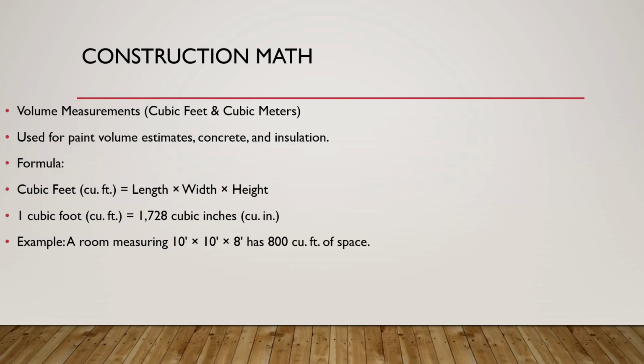All right, now volume measurements. So this would be cubic feet and cubic meters. This is used for paint volume estimates, concrete, and insulation. So the formula for cubic feet would be length times width times height. So 1 cubic foot is 1,728 cubic inches. An example of this would be a room measuring 10 by 10 by 8. That means you have 800 cubic feet of space.